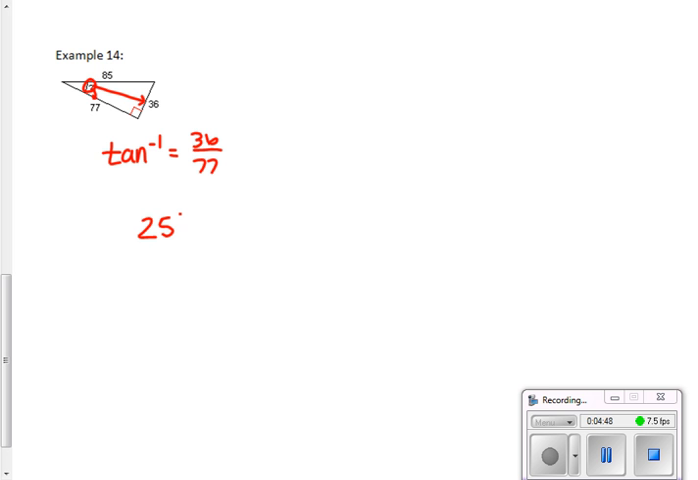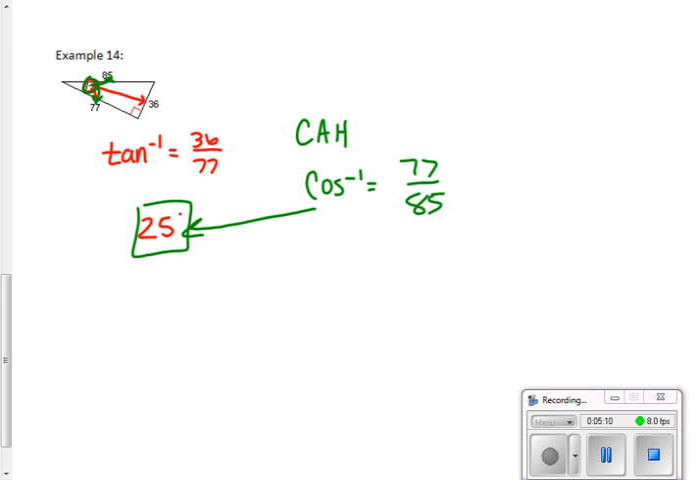You could also use cosine. We'd use the inverse of cosine, which would be the adjacent of this angle, 77, over the hypotenuse, which would be 85. Hit equals, and you would still see that 25 degrees would work.